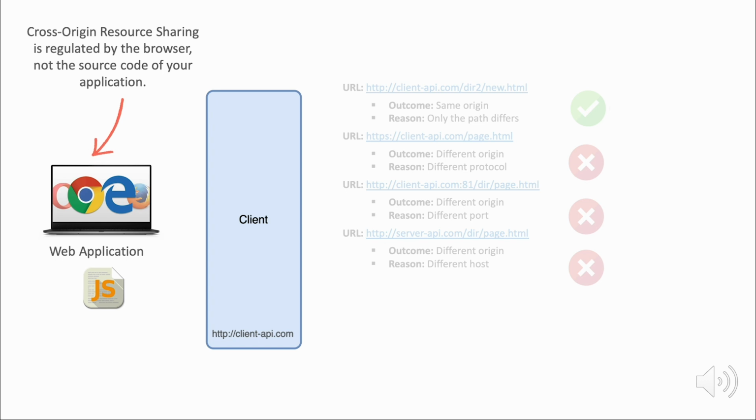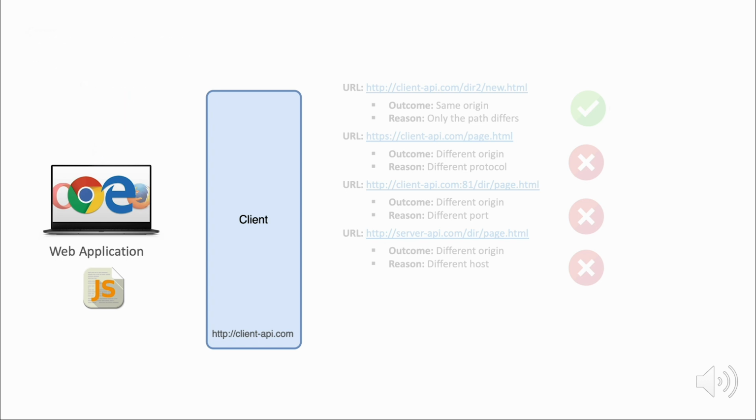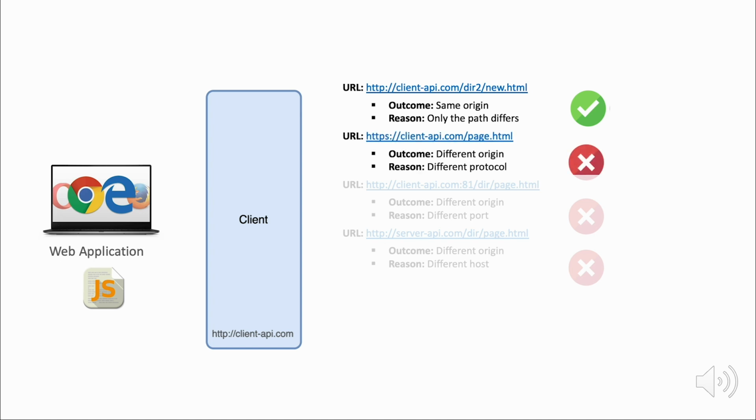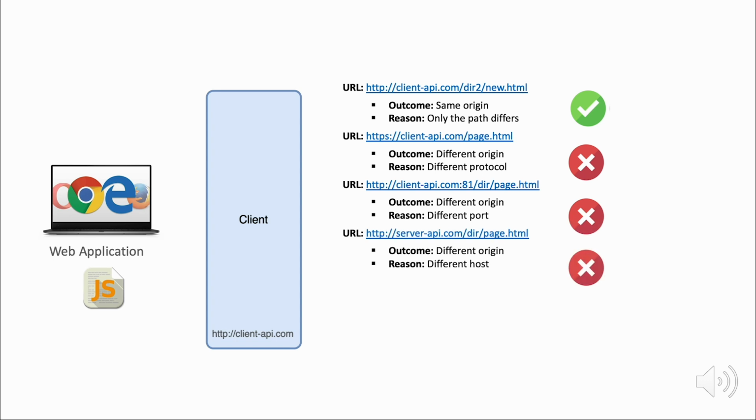So, the protocol, port, and hostname of the client URL should all match the server it requests. It's the same origin because only the path differs. The second example is a different origin because it has a different protocol. Port is also important. If we have a different port, it will be a different origin. And it's kind of obvious, but it's important to notice that different hosts will be different origins as well.